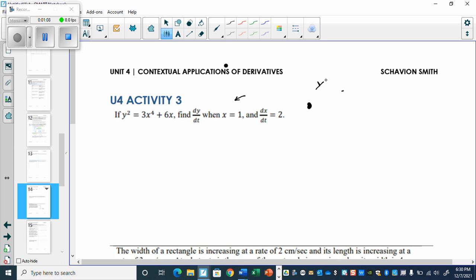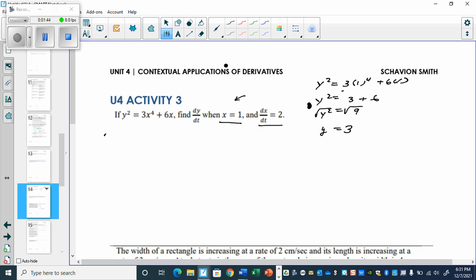So y squared equals 3 times 1 to the fourth plus 6 times 1. This equals y squared equals 3 plus 6, or 9. I want to get y on its own, so I'm going to take the square root of both sides, and y is equal to 3. Now this is going to help me tremendously because I have x equals 1, I have dx/dt equals 2. So let's implicitly differentiate here.